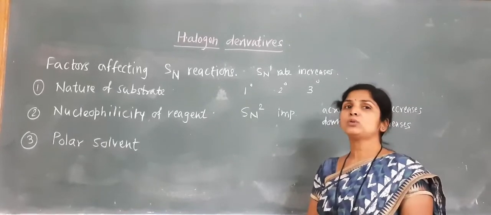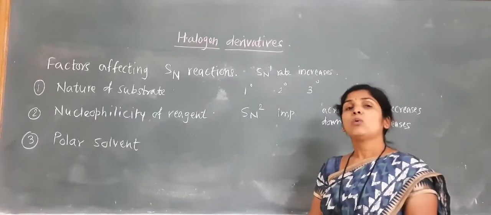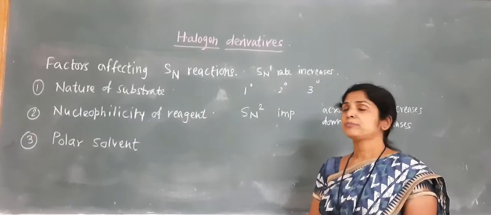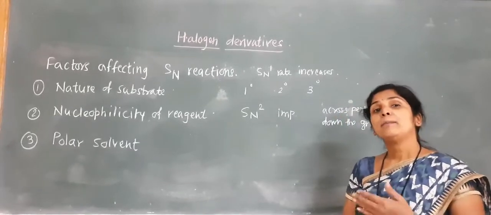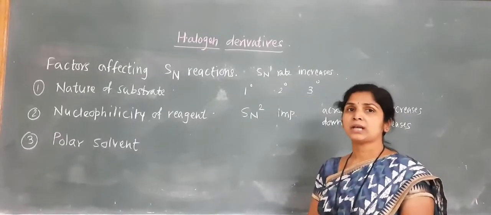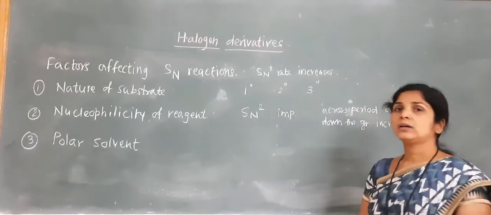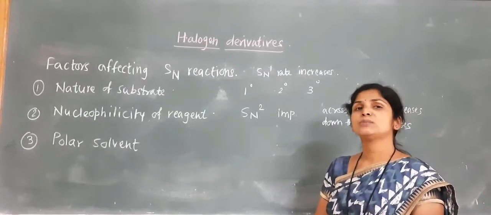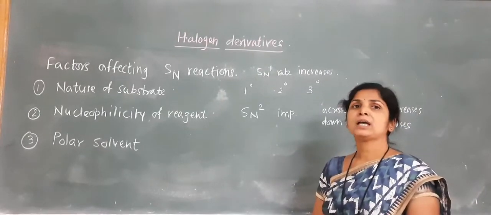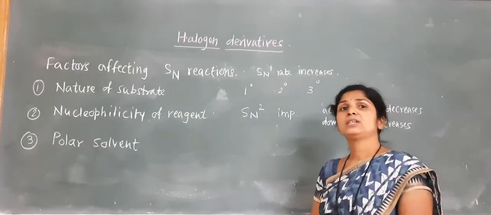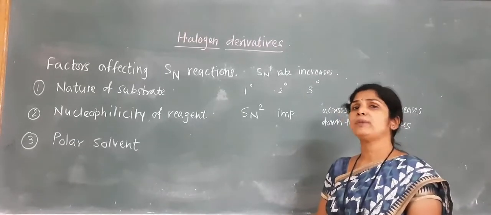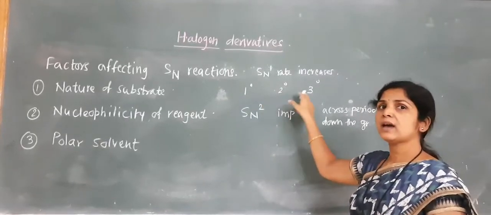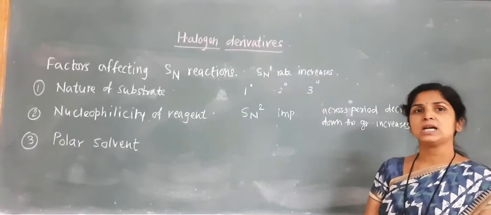When we talk about the substrate molecule, what is its nature? Depending on that, the rate of the reaction or the type of mechanism is decided. The simplest example of a primary alkyl halide we have taken was methyl bromide. So methyl halide will be one of the substrate molecules, or we may consider other examples of primary alkyl halides, or secondary alkyl halides, or tertiary alkyl halides.